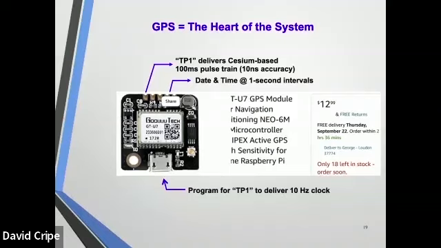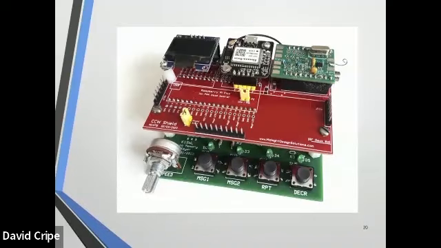The 10 hertz pulse train is programmed in advance by the USB, and then we get the date and time coming out in RS-232 form. And there's just the top view again. They'll show it on the front slide.